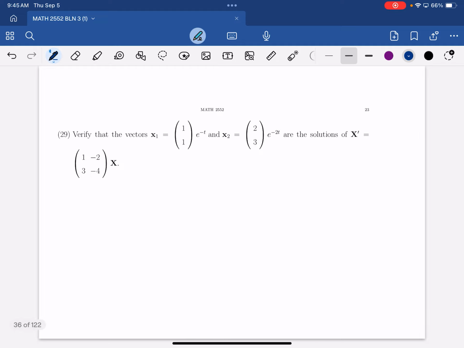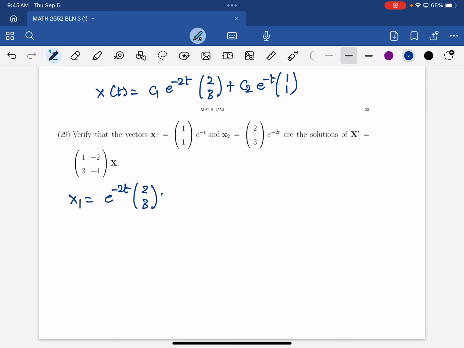Now let's move on to the other one I want to tell you. My solution x of t is going to be c1 e to the negative 2t times (2, 3) plus c2 e to the negative t times (1, 1). So in the previous lecture I demonstrated that, let's say, x1 is e to the negative 2t times (2, 3). I want to tell you that x1 is the solution of the system of first order differential equations x prime equals Ax. Do you agree? I demonstrated it in the previous problem. Are you comfortable with that, or do you want me to show it one more time?